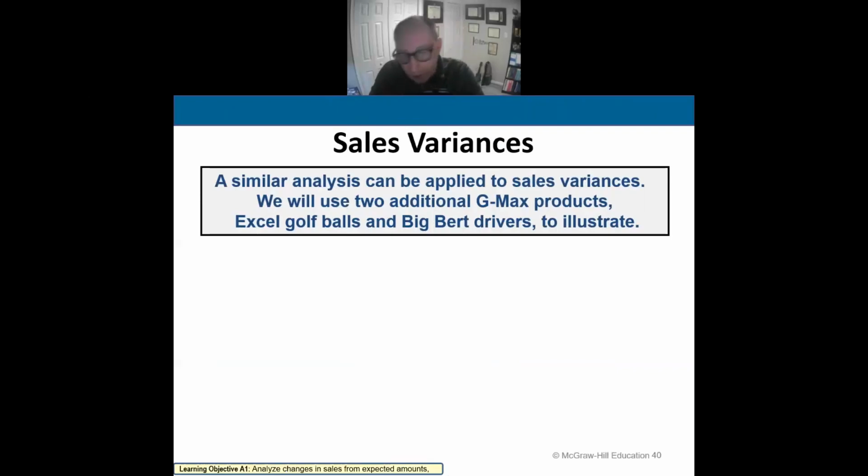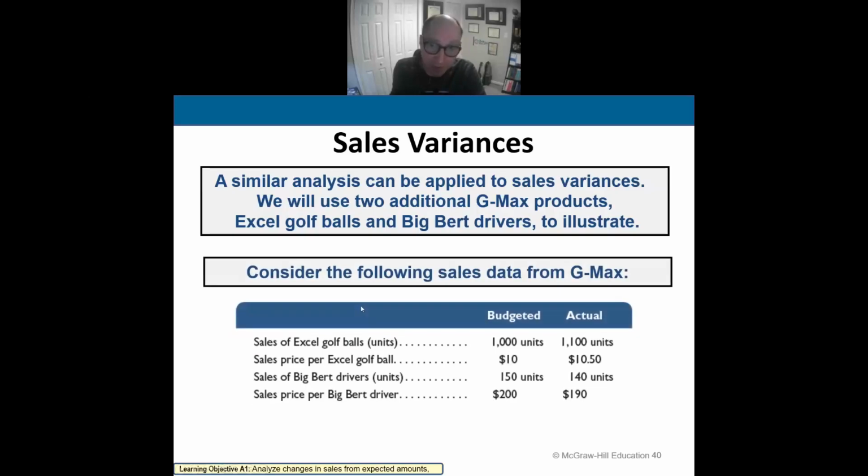Oftentimes, when we're talking about flexible budgets and variances, it all goes back to the sales budget. Remember when we talked about budgets originally last week? We talked about everything starting with a sales budget, and with everything starting with a sales budget, the variances oftentimes start with the variances in sales. We can make adjustments based off of the changes in sales.